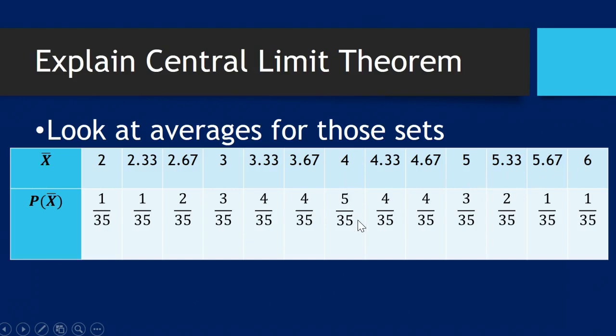The middle number here is 4. That has the highest probability. And since there's 35 different sets, we see that 2 occurred 1 out of the 35 times, 3 occurred 3 out of 35 times, 4 occurred 5 out of 35 times, and each one of these occurred those same numbers.